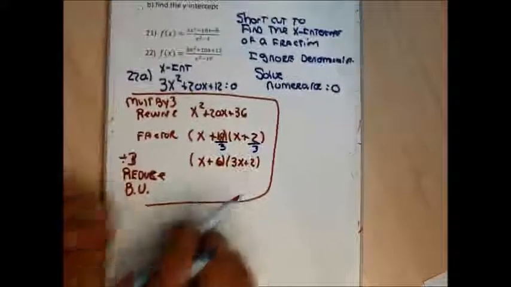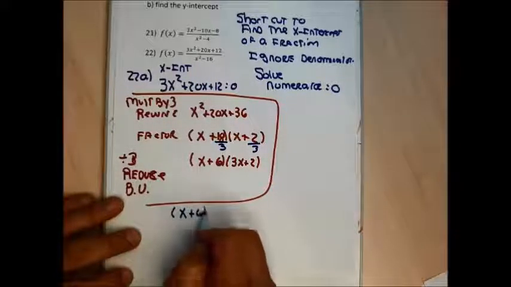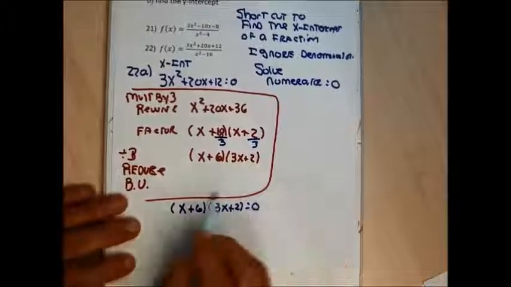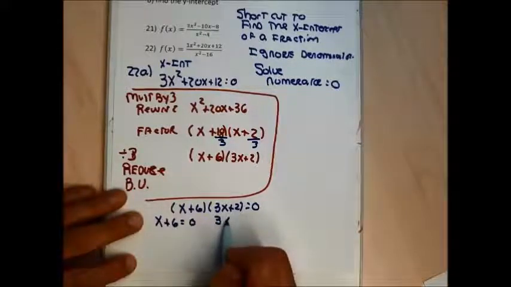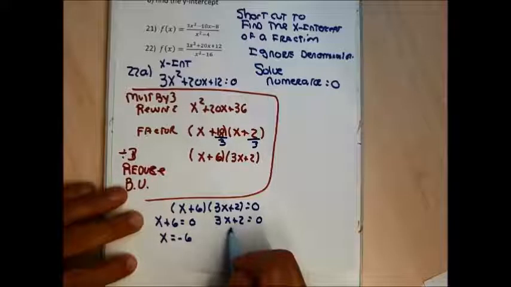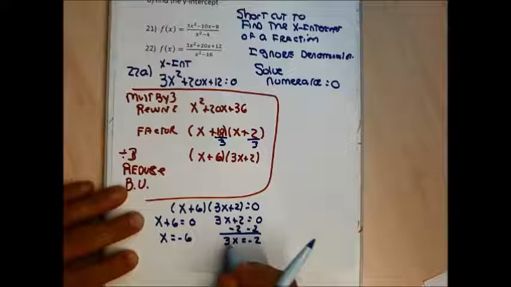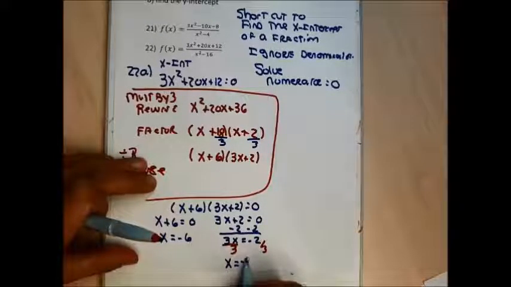So when I go to find this x-intercept, I needed to factor this. I factored it and got x plus 6 times 3x plus 2 equal to 0. Now I can find my x-intercepts by splitting the factors up and setting each one equal to 0. So I'm going to set x plus 6 equal to 0 and 3x plus 2 equal to 0. The x plus 6 equal to 0 gives me x equal to negative 6. The 3x plus 2 equal to 0, I'd first minus 2 from both sides and get 3x equal to negative 2, and then I'll divide by 3 and get x equal to negative 2/3.